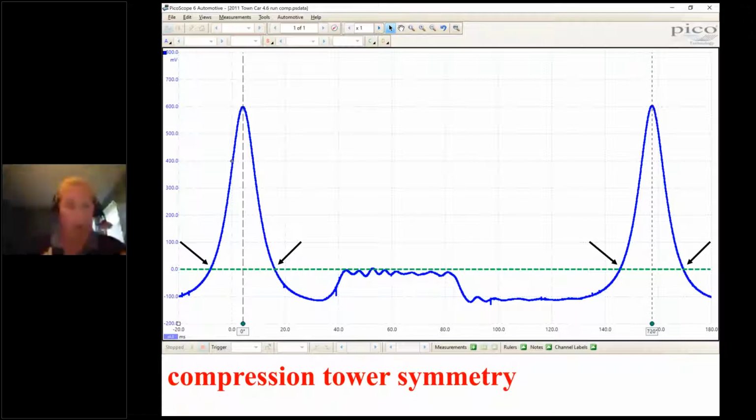Now, I've put up a ruler and a 0 line to help your eyes focus. But with a little bit of practice, you can usually look at a tower and determine if it's symmetrical. So if a tower is symmetrical, it's pretty fair to say that's a reasonably accurate top dead center. Let me show you an example of one that's not.